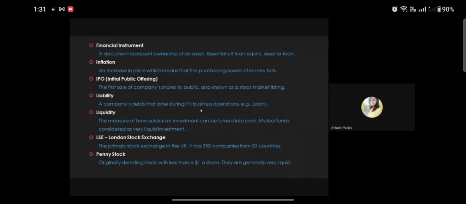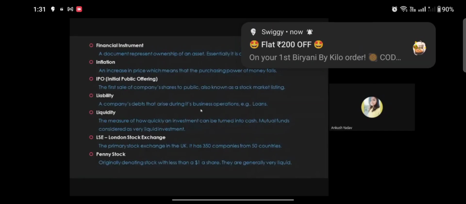Like I have a stock which has a price of $50. So if in future the price of the stock increases to $80, I'll have the benefit, but the purchaser's money will fall because they have to pay $80 to buy a stock. So that's called inflation. Then we have the IPO process, initial public offering.